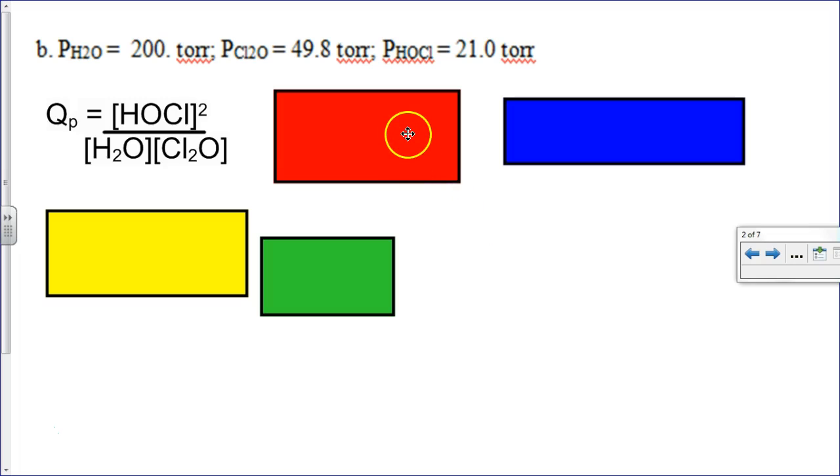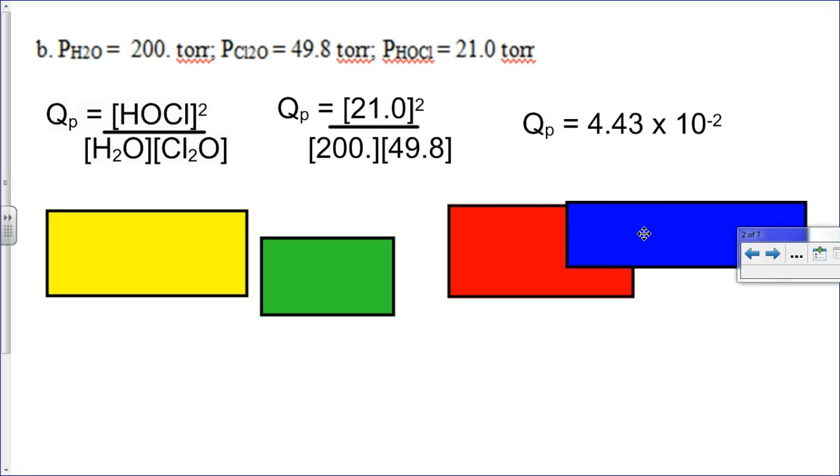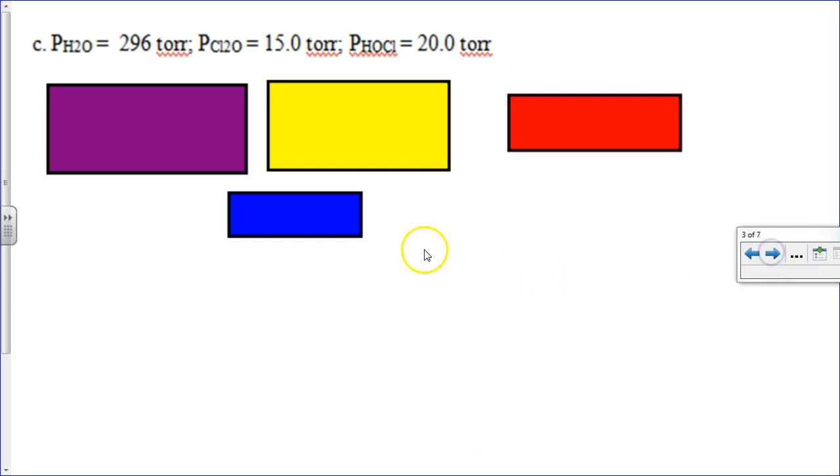Okay, nothing crazy here. I hope you were able to do this pretty simply. Put the numbers into your Q expression, solve for Q, and then compare your Q to the K. Our K is still the exact same from the A problem. So this Q is smaller than K, therefore we're going to get a shift towards the products or to the right. One more under problem 40.